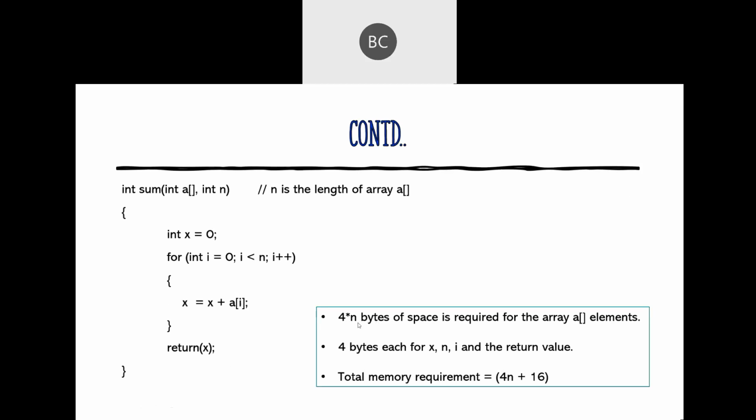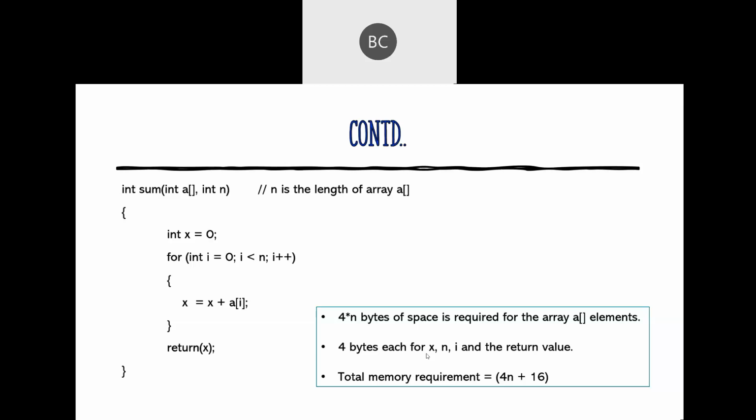So there will be 4 into n bytes of space required for the array, because the array is of integer type, right? So 4 will come for the integer data type. Now we don't know the length of the array, so we just consider it n. Okay, if you know the size of the array, for example, if your array size is 10, then the memory requirement for this array will be 4 into 10 equal to 40. Okay, n will be the length or the size of your array.